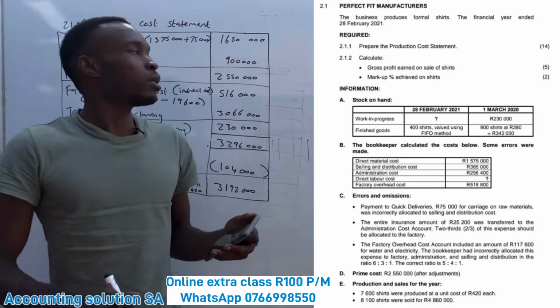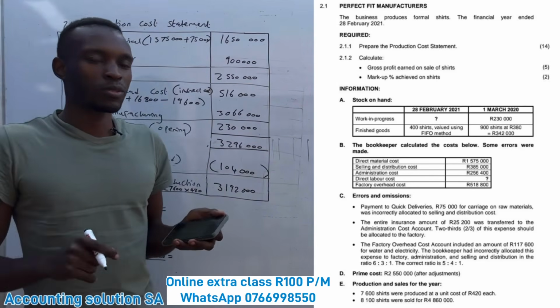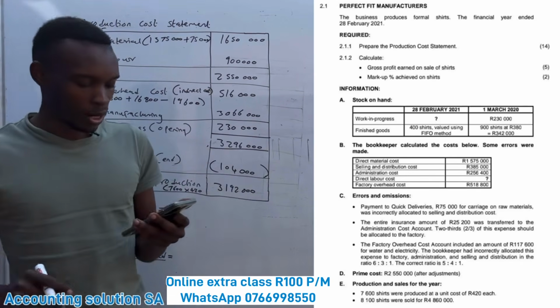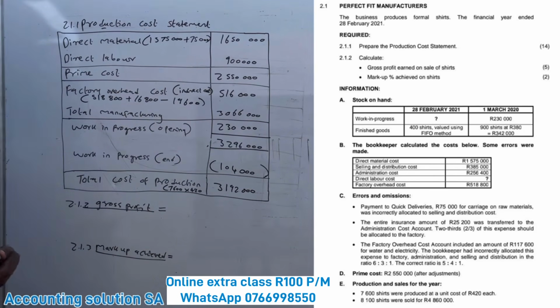This is how you prepare a production cost statement, but you have to make sure that you watch my other videos of manufacturing, so that you will learn other transactions, because transactions are different if you check other question papers as well. But let's go to the next one, 2.1.2, gross profit.